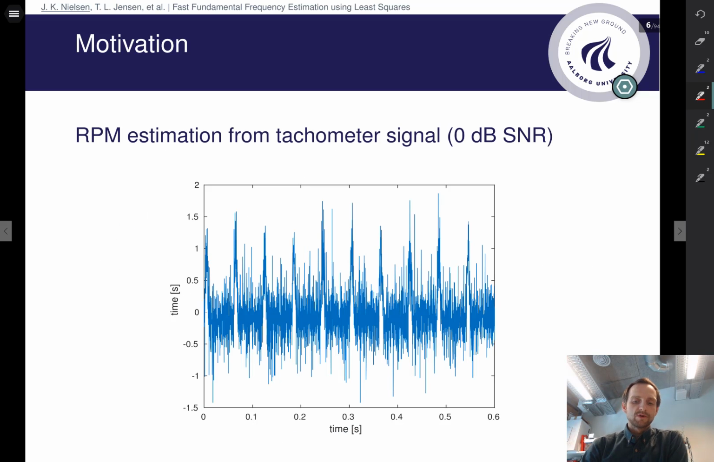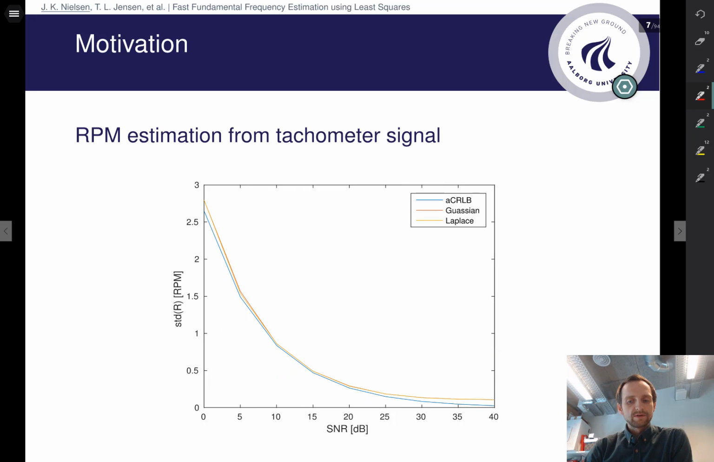But if we go to a more challenging case, like the one we have here, where we have a 0 dB SNR, this approach completely breaks down. But the good news is that if we use somewhat more sophisticated methods, we can do a lot better. And here is how well we can do. The blue line you see here is the asymptotic Cramér-Rao lower bound. So this is the best thing you can do.